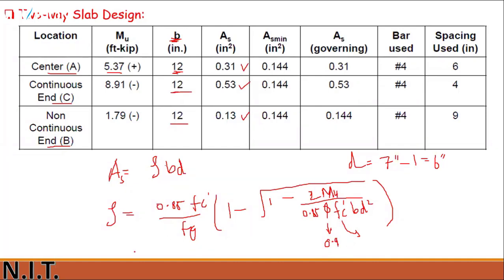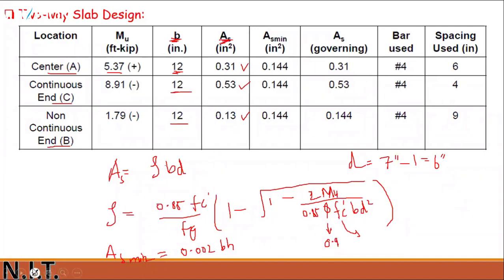And the minimum area of steel, As minimum, can be calculated by this formula: 0.002 b h. The h value is 7 inches, the b value is 12 inches. So this gives you the minimum area of steel, that is 0.144 inch square.